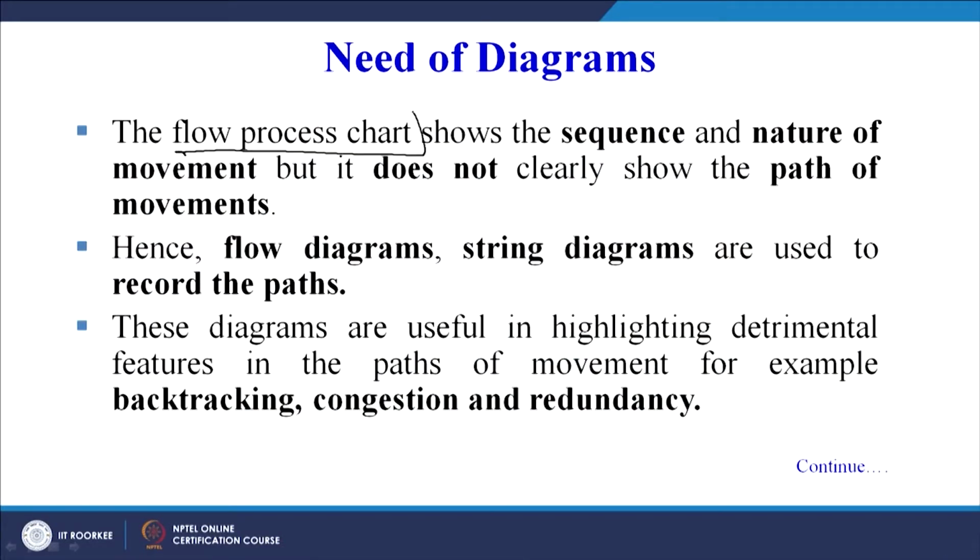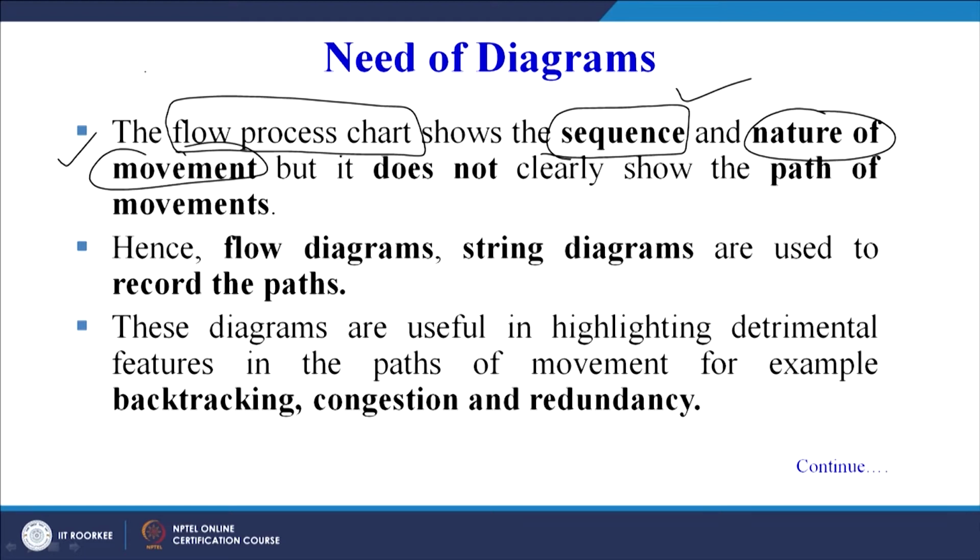We have already seen what is depicted by the flow process chart: sequence and the nature of movement. This is shown, but it does not clearly show the path of the movement. So, the flow process chart does not focus on the path of the movement. If you remember, the flow diagram depicts the path: the raw material is getting offloaded from the truck, and then it is moving to the receiving bench, from there to the inspection bench, from there to the marking bench. That movement is not depicted by the flow process chart, it is only depicted by the flow diagram.